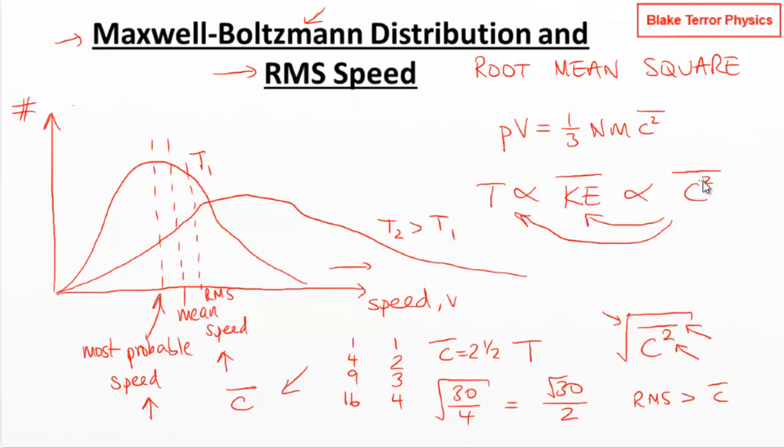And it's because of this connection of the RMS with the, well, not the RMS, just the mean square. The mean square speed is what's linked to the kinetic energy, which is what's linked to the temperature. So that's why we're using that.